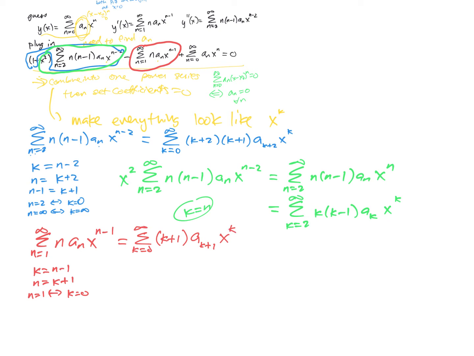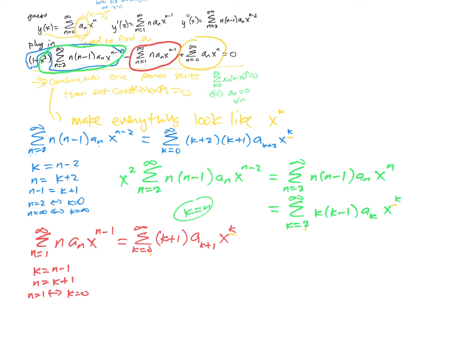Now you'll notice that our starting limit is 0 here, it's 2 here, and it's 0 here. These don't need to match. The important thing is that the exponents on the k match. All right, so then our last one is easy.